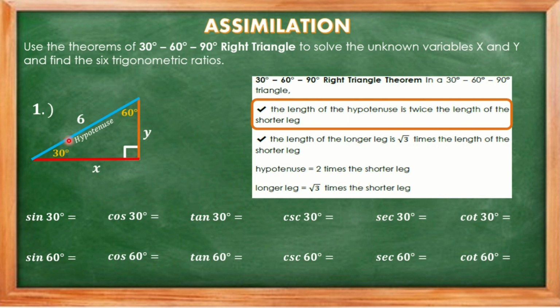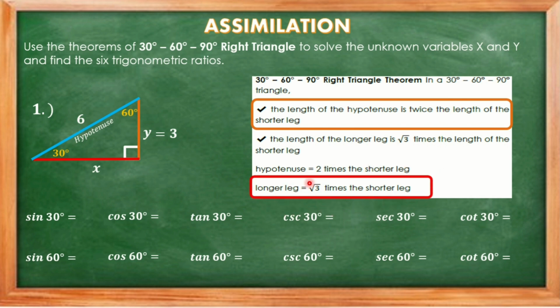So, meaning, ang shorter leg natin ay equal to 3. Okay, so twice the shorter leg is equals the hypotenuse. So 3 times 2 is equal 6. Okay, so nasundan po. Okay, sunod.